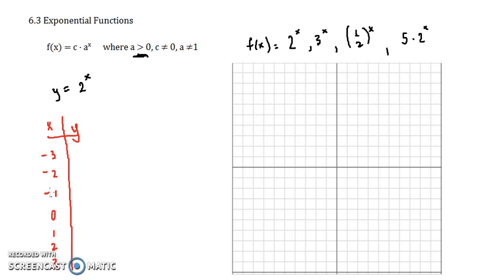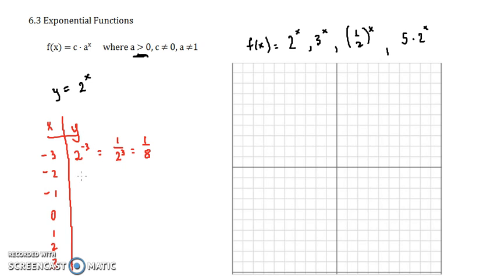Okay, so we're just going to pick some values for x. We're going to pick more values than you normally would, but we don't know what it looks like yet, so we're going to see what's happening. So we're going to plug in -3. We've got 2 to the -3. And remember from our review video, if you have a negative exponent, that means reciprocal. So this is the same as 1 over 2 to the third. 2 to the third is 2 times 2 times 2 is 8. So this is the same as 1/8.